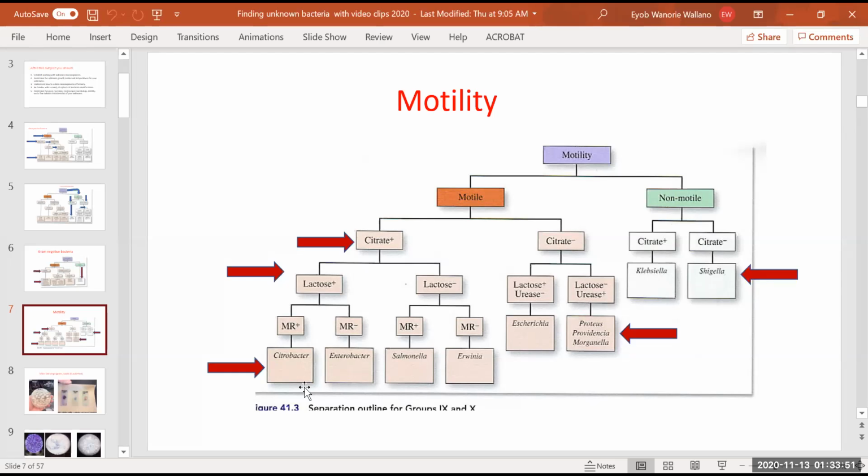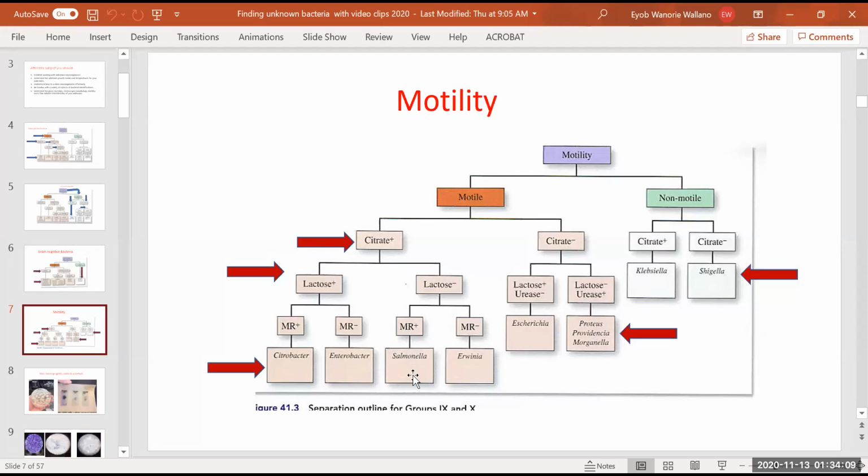And then we are having here now, when we say Citrobacter, is it lactose negative? What about Enterobacter? Is it citrate positive? Yes, Enterobacter, like Escherichia coli.